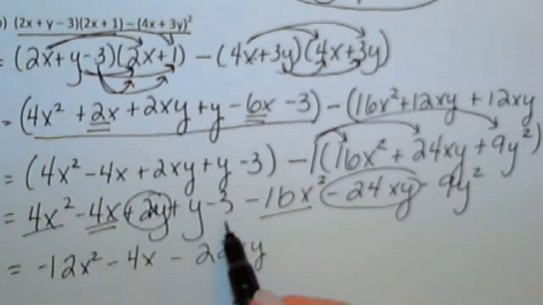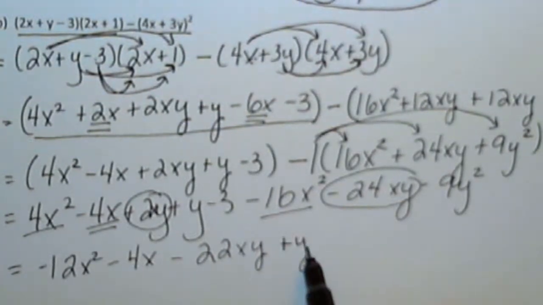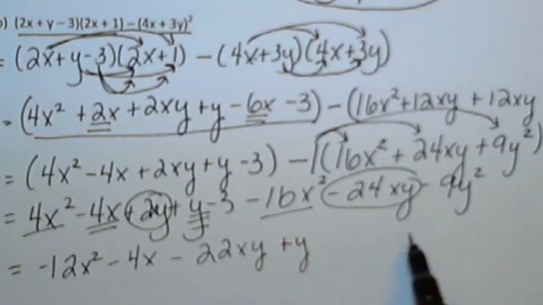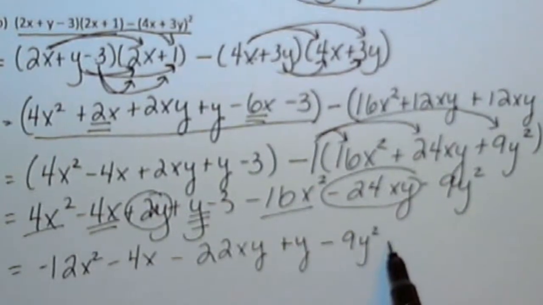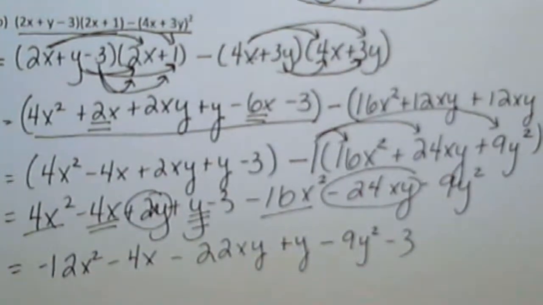I have a plus y. I have a minus 9y squared. And I have a minus 3. And that's the answer for this one. Not incredibly attractive, but it is expanded and simplified as much as you can go.